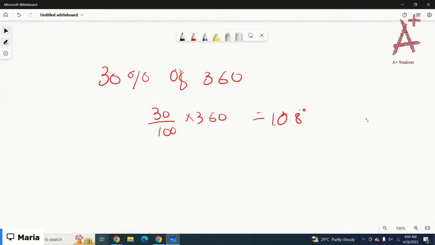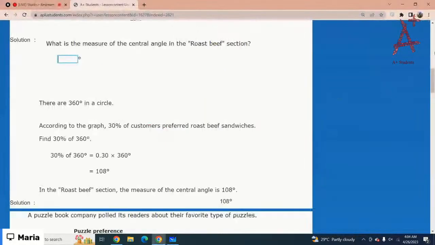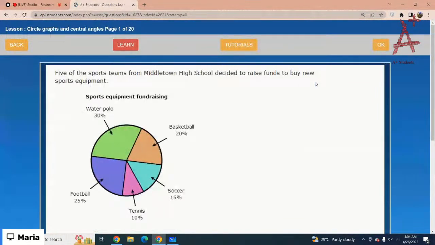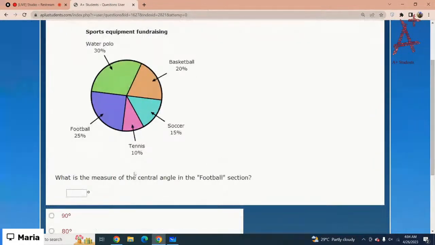Okay, that is 108 degrees. Let's just start with the test questions. You can have a look at the tutorial by yourself. Okay, 5 of the sports teams from Middletown High School decided to raise funds to buy new sports equipment. Here is the circle graph for the sports equipment fundraising. What is the measure of the central angle in the football section?